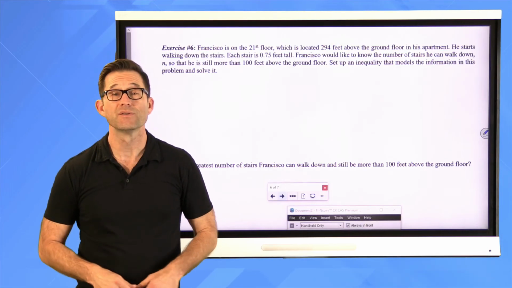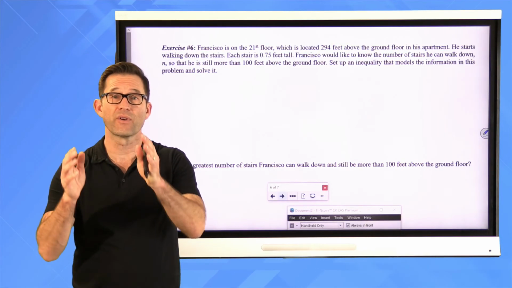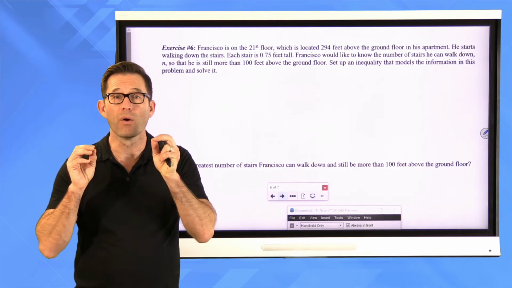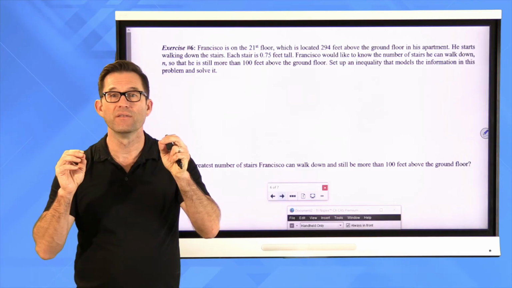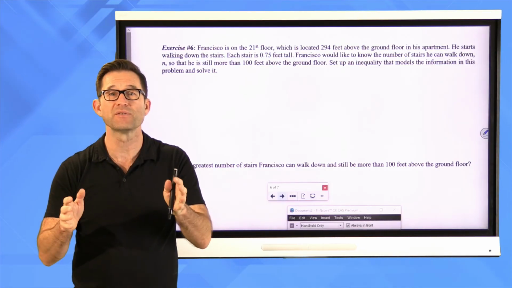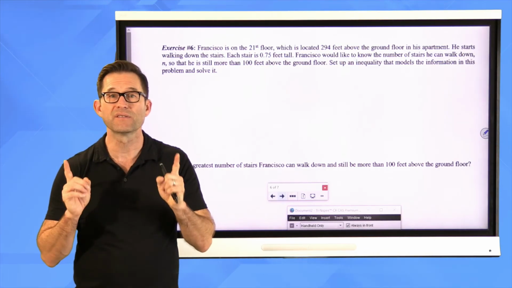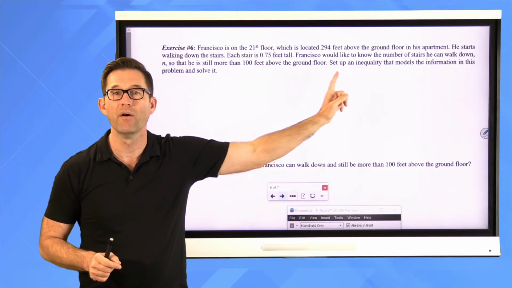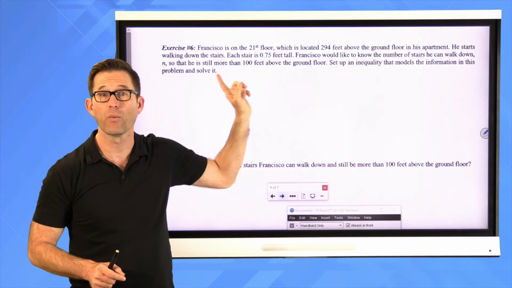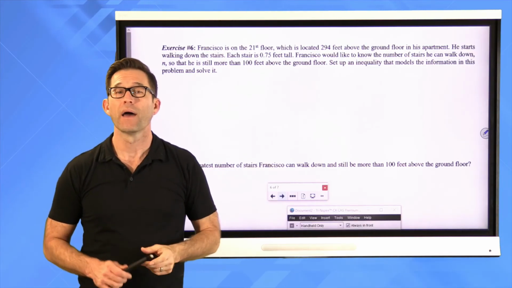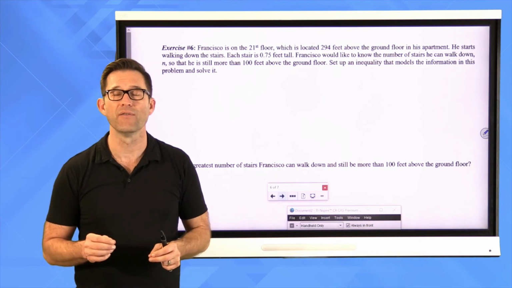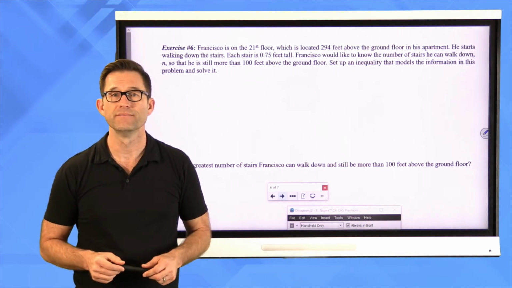So this is a little bit tricky, especially because Francisco is walking down, and we want to know the number of steps he can walk down so that he is still above 100 feet above the ground floor, more than 100 feet above the ground floor. I'd like you to pause the video right now and see if you can model the information given as an inequality.